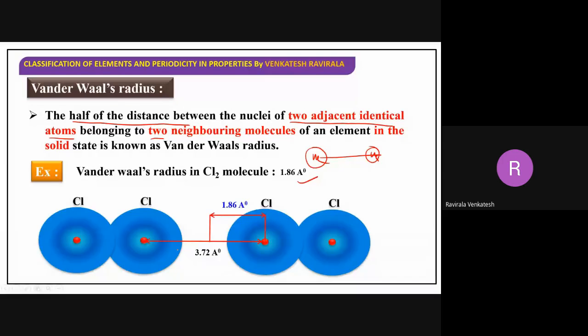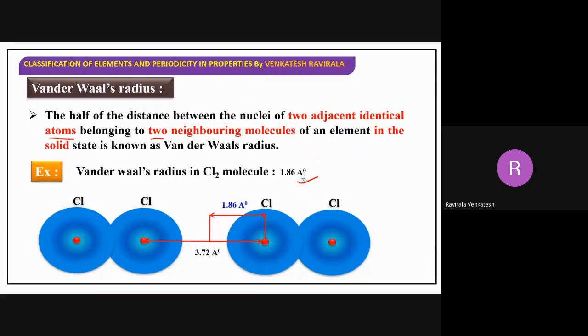They are only neighboring molecules. These two, this one and this one, are neighboring molecules. So they should be taken in the solid state. That is the condition actually. Then they are called Van der Waals radius. Just remember the definition. If you remember the definition, the formula will be very simple.